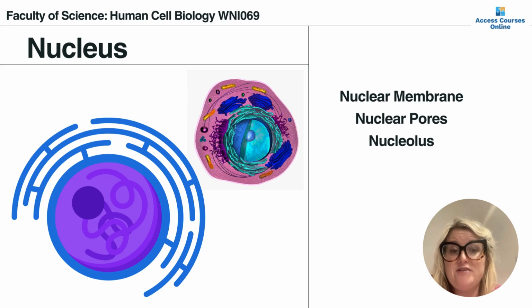We then have another area of the nucleus called the nucleolus. And this is within the nucleus, and it's a dense region. That dense region is where ribosomes are assembled. And those ribosomes are essential parts of the protein synthesis process, and they're responsible for translating genetic information from RNA into proteins, and they carry out various functions throughout the cell.